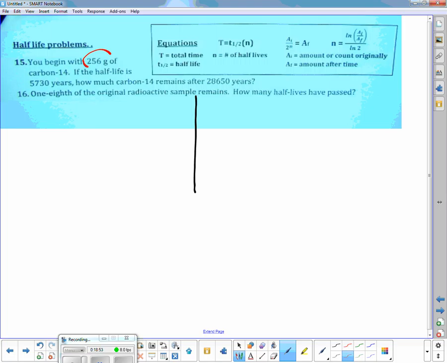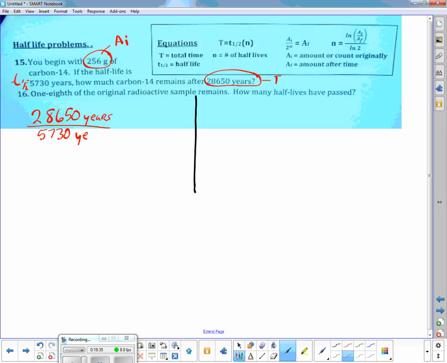So you begin with this. What is this? What would I label that? A initial, what I start with initially, the amount initial, right? Of carbon-14. If the half-life, T1/2, is equal to that, how much carbon-14 remains after the total amount of time? That's T. Okay, what equation do I need to use first? What do I need to find out first? The number of half-lives. So I'm going to take 28650 years and divide it by 5730 years.